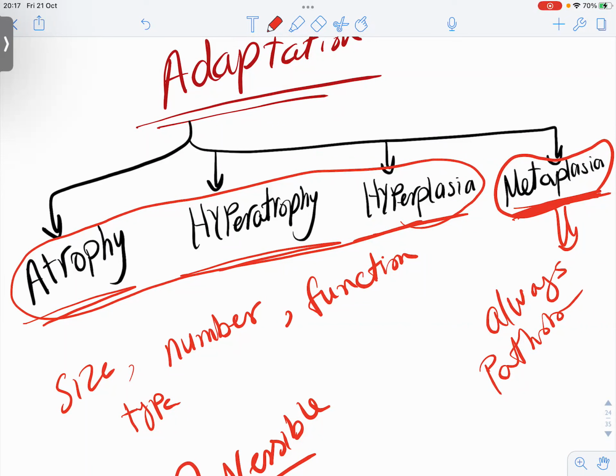So again, adaptation: when the cell faces some change or stimulus in the body, the cell will try to adapt to the change. How is it going to adapt? It will change the size of the cells, number of the cells, function of the cells, or type of the cell. These changes can be physiological or pathological. But please remember that the last type of adaptation, metaplasia, can never be physiological. It's always pathological. It's always disease.